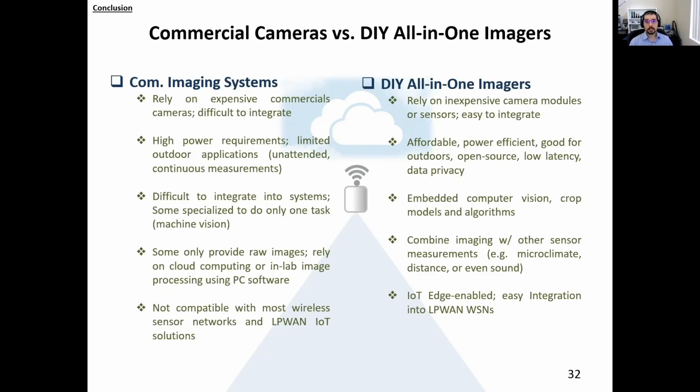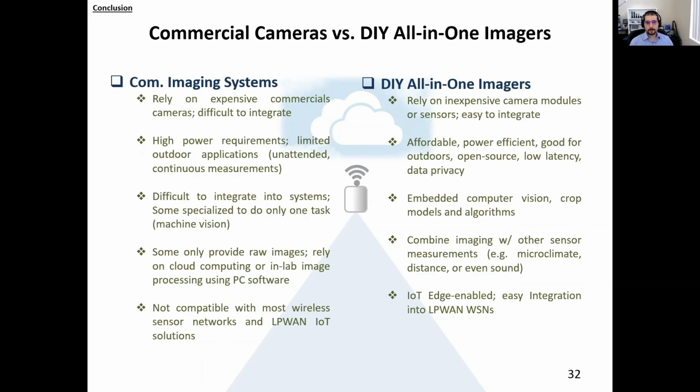And you can combine imaging. So in all-in-one imagers, we combine imaging with other types of measurements: microclimate, distance, or even sound. For example, if you're doing precision livestock management, then you can collect all sorts of data on your animals. And if you combine them with, say, AI and deep learning, then imagine what you can do with such a system. You can learn a lot about how your animals behave, and then be able to manage them better.